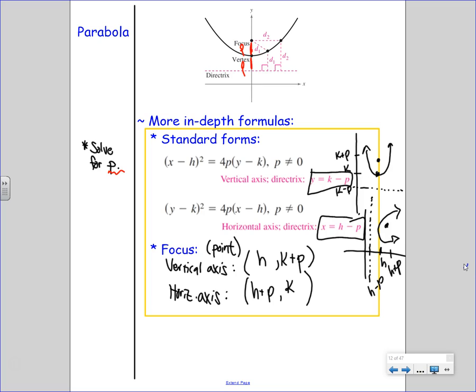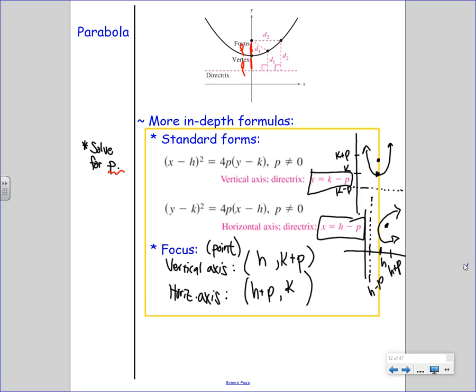Now guys, I know this page has been really boring, a little intimidating. But let me just ask you a couple things. How far away from the vertex of a parabola is the focus and the directrix? How far away? Good. How do I find p? I rearrange and then set the number equal to 4p and solve. Does that make sense? We'll try it, don't worry.